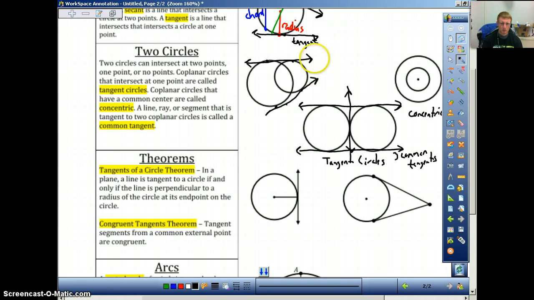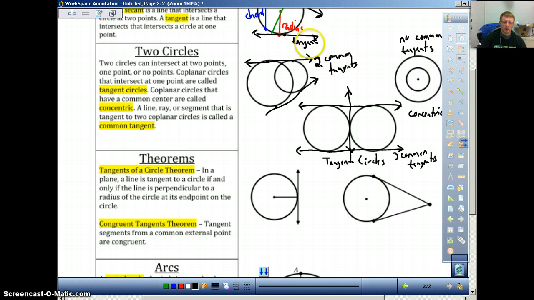Again, I apologize that I have non-straight lines, but same idea. There's 2 common tangents. And then over here with our concentric, they don't even cross, so we have no common tangents. So basically, two circles that are tangent circles will have 3 common tangents. The ones that are not tangent circles but intersect will have 2 common tangents, and concentric ones, where they have the same center, will have no common tangents.